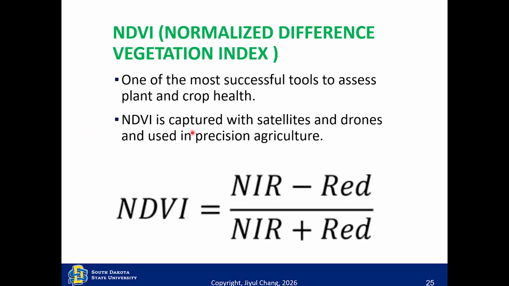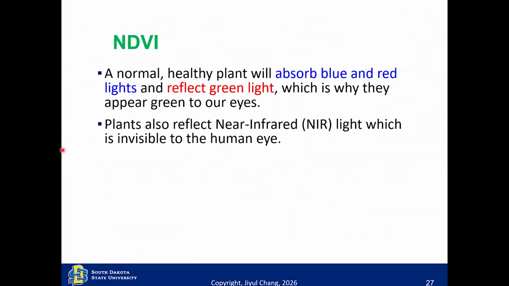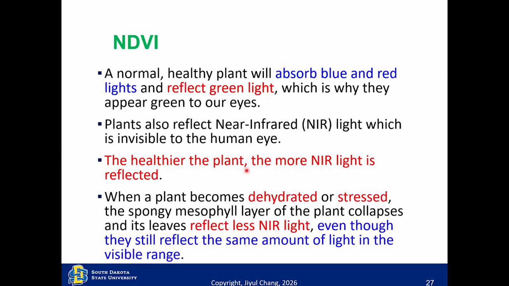NDVI is captured by satellite and drone images. To calculate NDVI, we need two bands, the red band and the near infrared band. Plants absorb blue and red light and reflect green light. The plant also reflects a lot of near infrared, but unfortunately the human eye cannot see near infrared light. A healthy plant reflects more near infrared light.